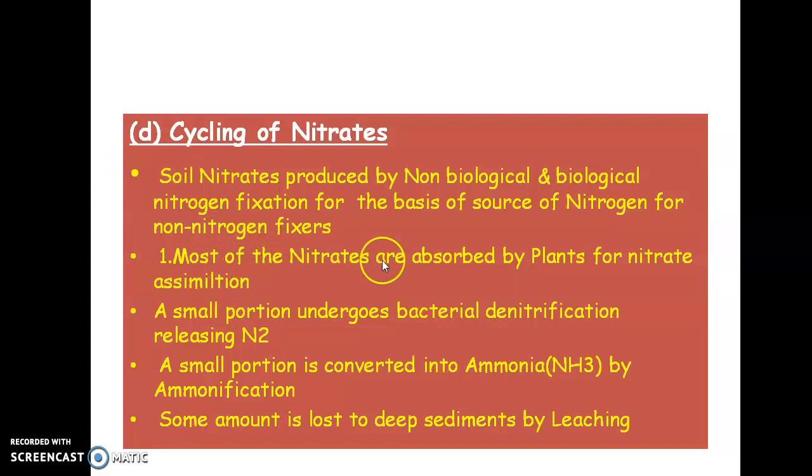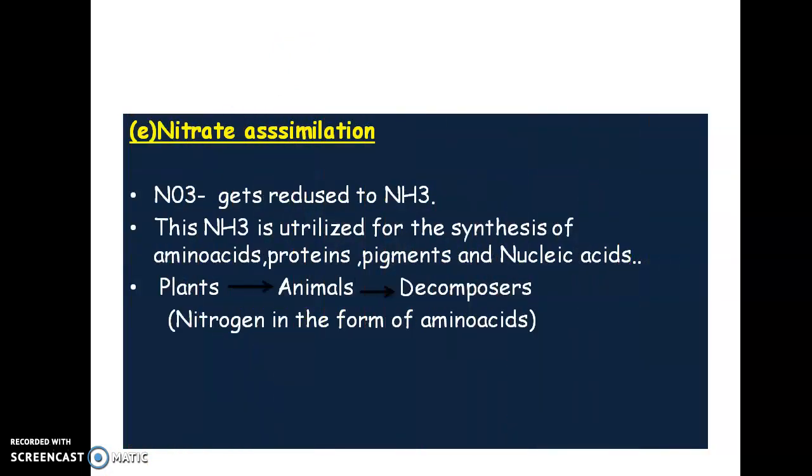Here what happens is that most of the nitrates are absorbed by the plants for nitrate assimilation, and a small portion undergoes bacterial denitrification, thereby releasing nitrogen back into the atmosphere, and a small portion will be converted into ammonia by means of ammonification, and some amount of nitrates is lost to deep sediments by means of leaching. So this is the cycling of nitrates. Then comes the nitrate assimilation. So now the nitrates are formed. These nitrates get reduced into ammonia.